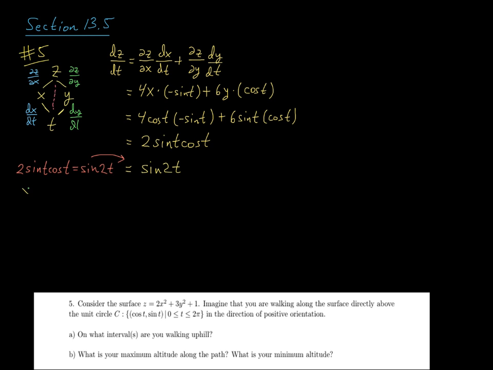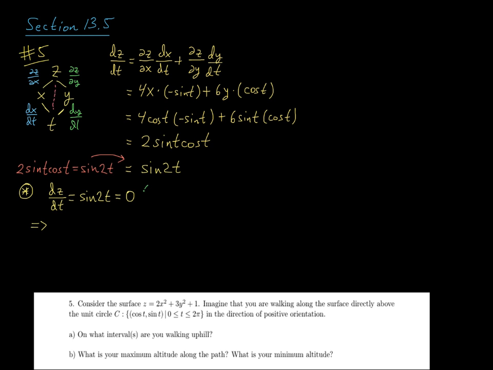Okay, nice. So now if I want to know where am I walking uphill, that's going to be when my altitude is increasing, which would correspond to when this derivative dz/dt is positive. And to find intervals where a derivative is positive or negative, a good way to do that is to start out by finding where your derivative is equal to 0. So what I'm going to do now is set this derivative, which is simplified down to sine of 2t, equal to 0, and now I want to solve this equation.